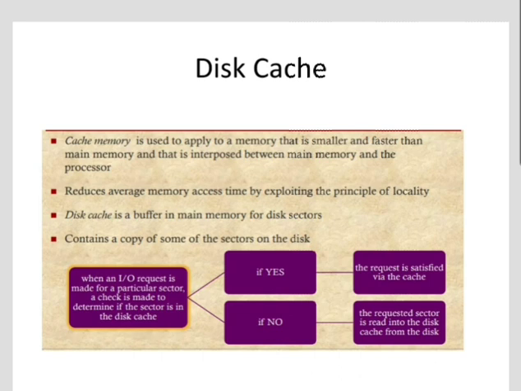When an input output request is made for a particular sector, a check is made to determine if the sector is in the disk cache. If yes, then the request is satisfied via the cache, and if no, the requested sector is read into the cache from the disk.